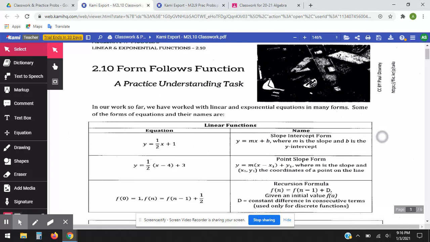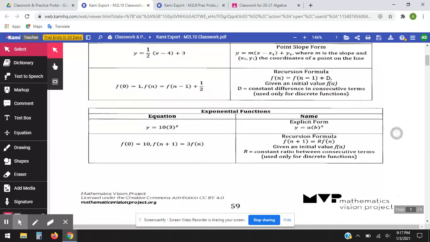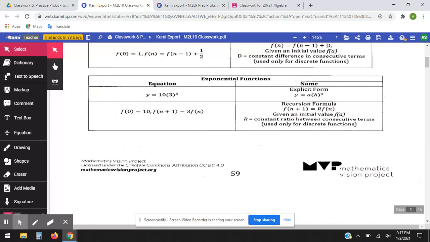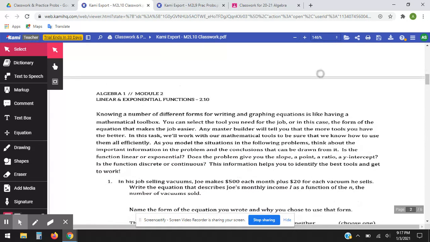So here's the first page, just talking about some of the things that we've learned concerning linear functions and exponential functions. So we've got the y equals mx plus b form right here. And here we've got the point slope form. And then we've talked about a recursive formula. So those are just reviewing what we've already learned. As far as exponential goes, we have explicit and we have recursive. So those are the two, just reviewing for Module 1 there. You can look at those more on your own.